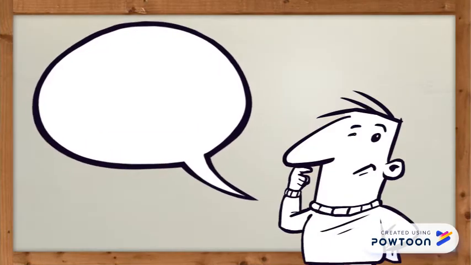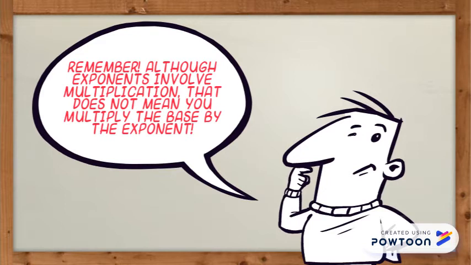A common mistake when working with exponents is assuming that you multiply the base by the exponent. This is not correct. For example, 3 times 4 is 12, while 3 to the power of 4 is 81.